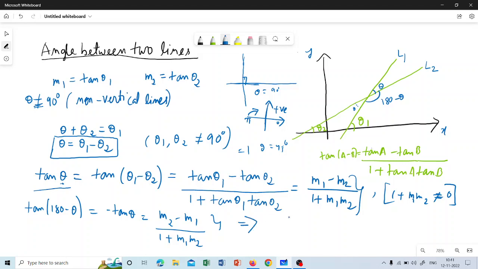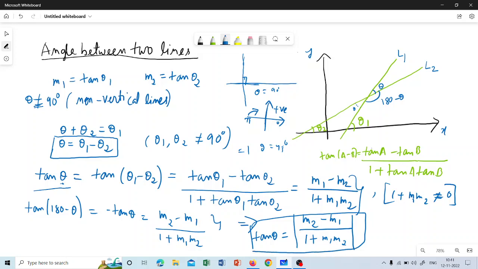So we will consider a mod operation. I will take a whole modulus and write it as m1 minus m2 or m2 minus m1, anything is fine. M2 minus m1 by 1 plus m1 m2. For example, many students get a confusion here. This is the answer. This is the required expression for the angle.